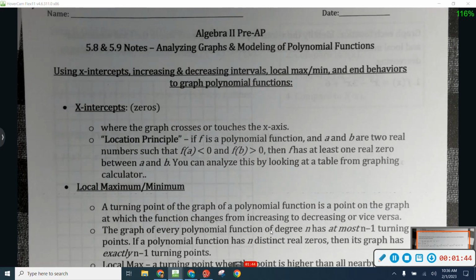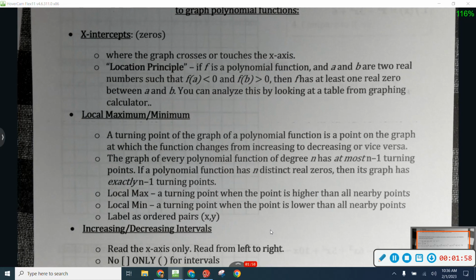Your local max and min is just a turning point on your graph. So you should be able to look at a graph and identify where is a local max and where is a local min, okay? It doesn't have to be the highest or the lowest point. It's just a turning point that can be a high point and a low point.